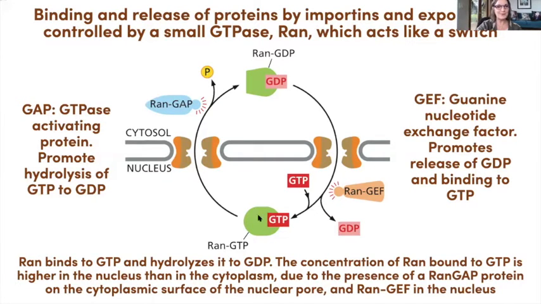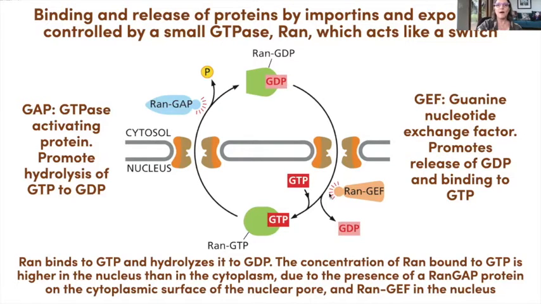Sorry, I feel like I'm being a little confusing, so I'm going to restate that if I can. So this small GTPase, RAN, binds to GTP, and it hydrolyzes GTP to GDP. In the cytoplasm, there is this RAN GAP protein. It's actually stuck to the outer surface of the nuclear pore. And so in the cytoplasm, this GTPase activating protein promotes the hydrolysis of GTP to GDP. And so in the cytoplasm, most of the RAN protein is GDP bound.